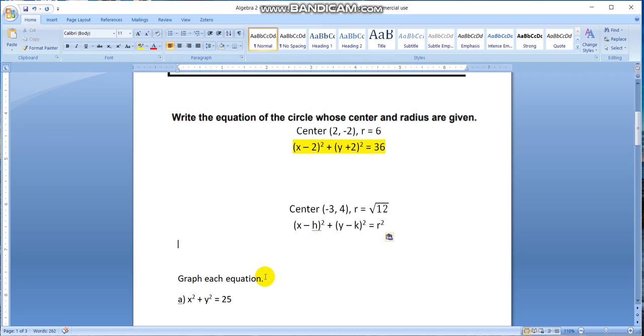Using that same formula, (x minus h) squared plus (y minus k) squared equals r squared. So what we're going to do is we take our h is -3. So this gets plugged in here. So that's -3. 4 gets plugged in here. That's k. And our radius is going to be this square root of 12 squared.